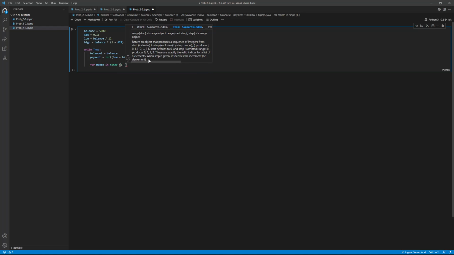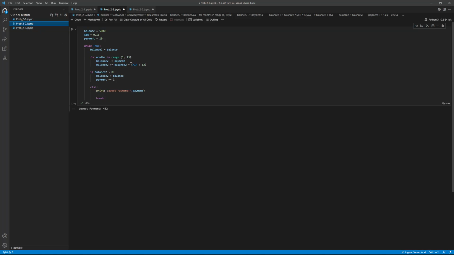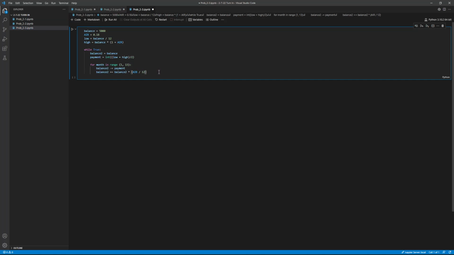All right, and then now we can get into a for loop and say for month in the range 1 to 13. That's again just throughout the whole year. And then these are going to be the operations, just the mathematical operations to find the value of the balance. So balance 2, you can subtract the payment, and then balance 2 can also then be added to balance 2 times the interest. These are the same operations as in 2.2.